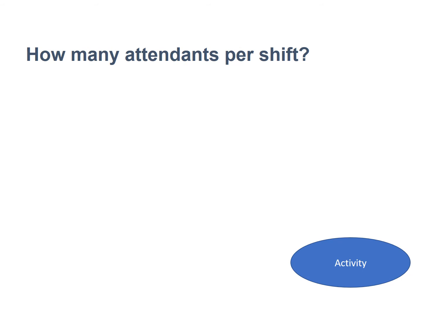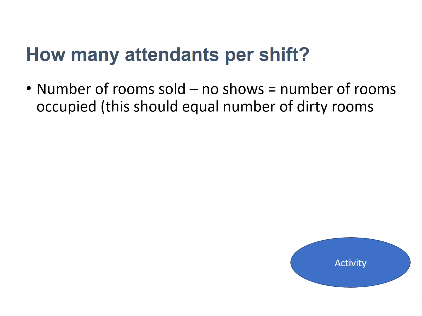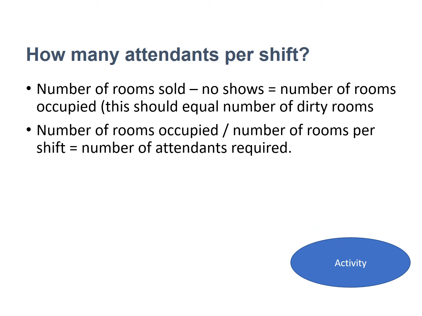How many attendants per shift? Well, the number of rooms sold, minus the number of no-shows, equals the number of rooms occupied. This should equal the number of dirty rooms. The number of rooms occupied divided by the number of rooms per shift equals the number of attendants required.